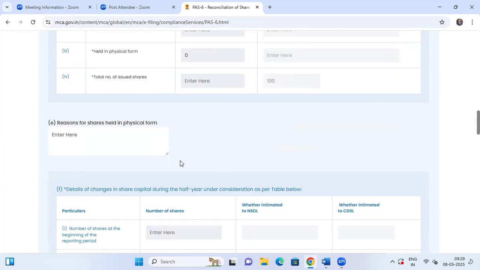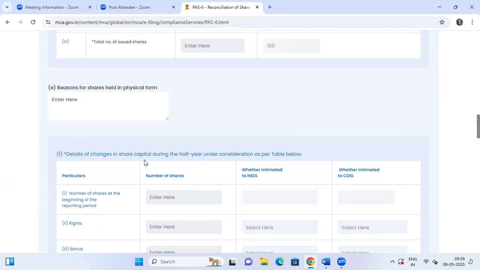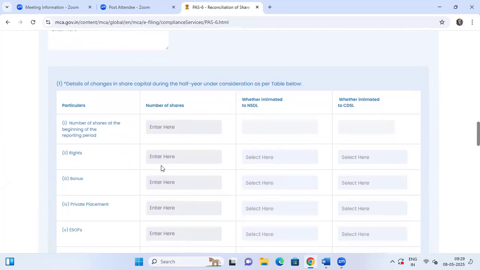So if any physical shares are there, the reason has to be mentioned here. Any change during the 6 months. So number of shares at the beginning of the reporting period. Here, the number of shares, whether in NSDL or CDSL, we need to mention.